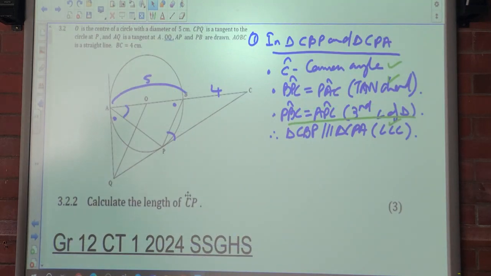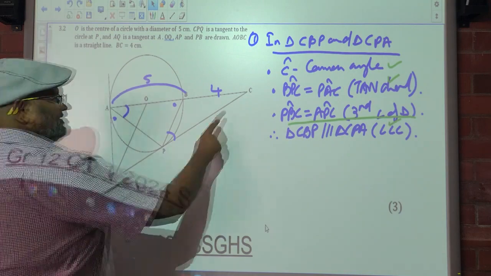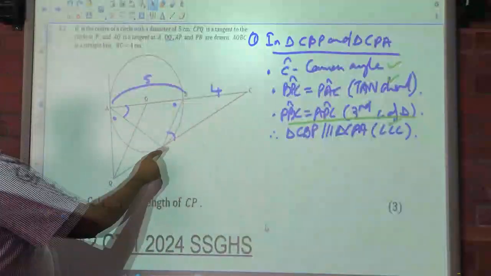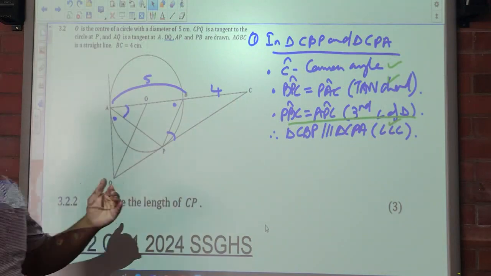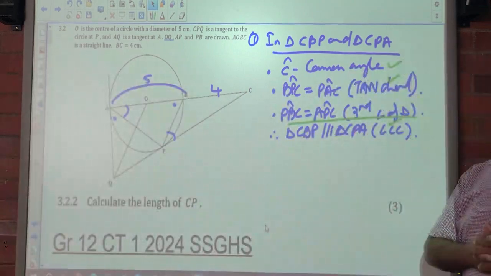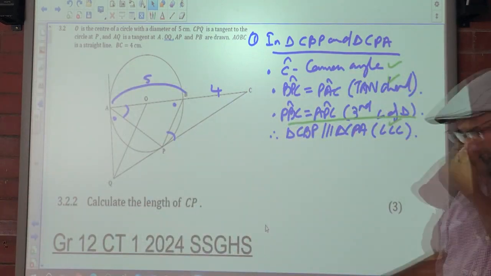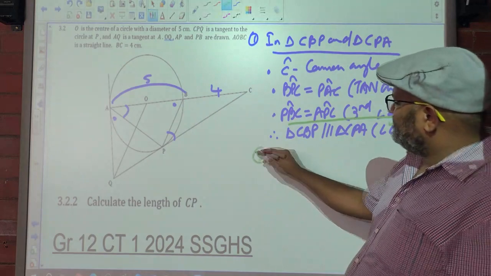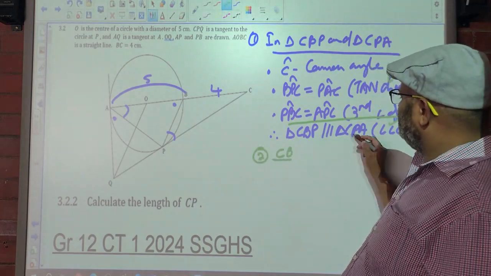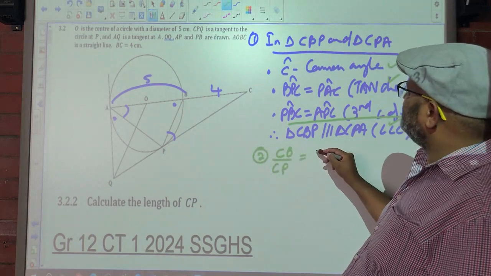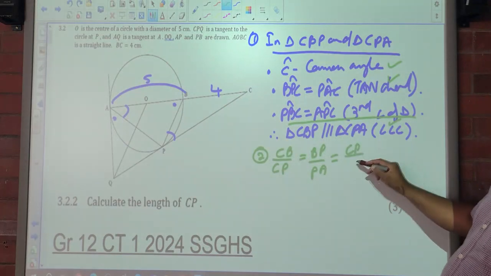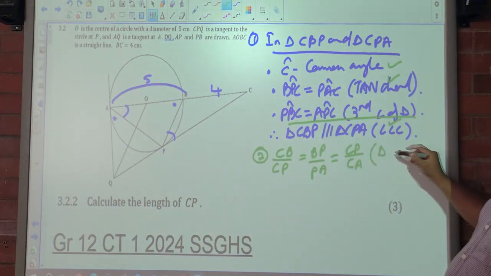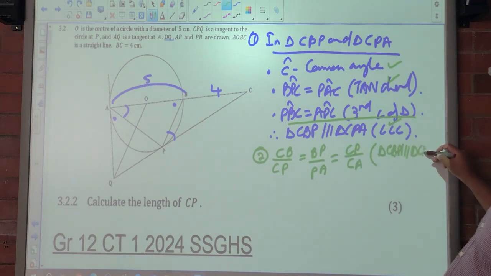Now we are told to calculate the length of CP. See this here? It's a length you must calculate. Right, as we know, what is going to follow a similarity question? It is a ratio question or a distance question. So let's go with number 2. We know that CB over CP is equal to BP over PA equals CP over CA. Why? Because triangle CBP is similar to triangle CPA.